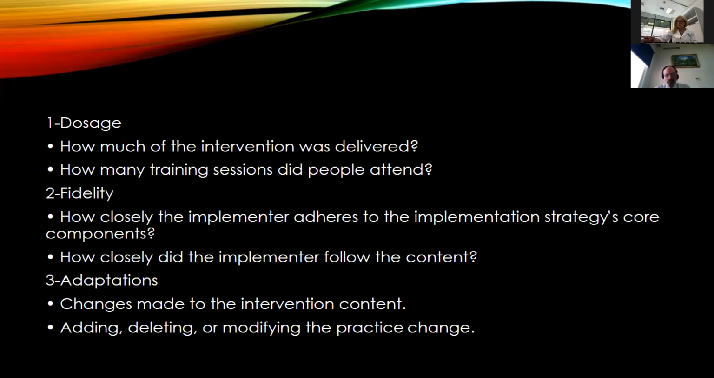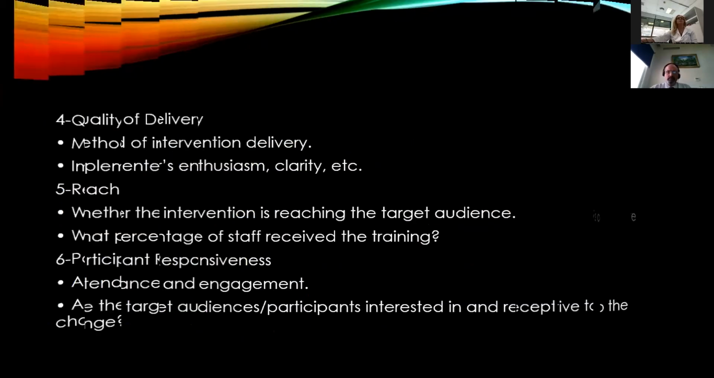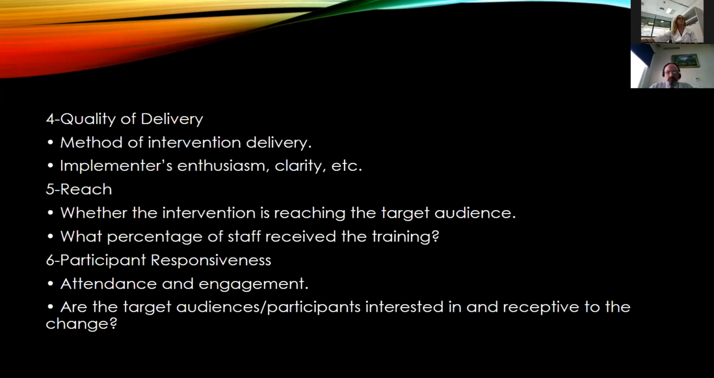Fidelity, how closely the implementation adheres to the implementation strategy's core components. How closely did the implementation follow the content? Adaptation, changes made to the intervention or the content, adding, deleting, modifying the practice change. Quality of delivery.